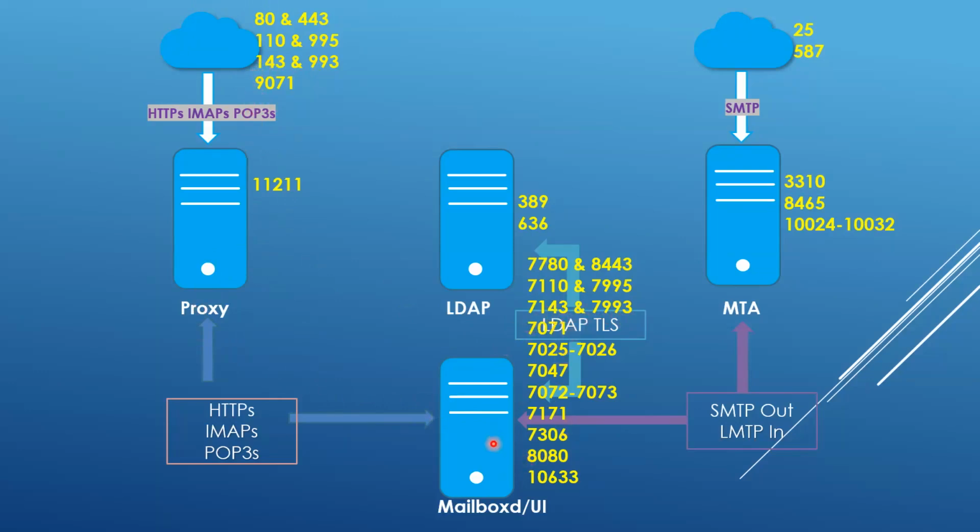And the mailbox server communicates with LDAP over 389 and 636. When a user uses Outlook and wants to submit a message, then he should submit over 587 to the MTA server. When MTA receives incoming email, it receives over 25 from the public network. And MTA uses 7025 to submit a message to the mailbox server.